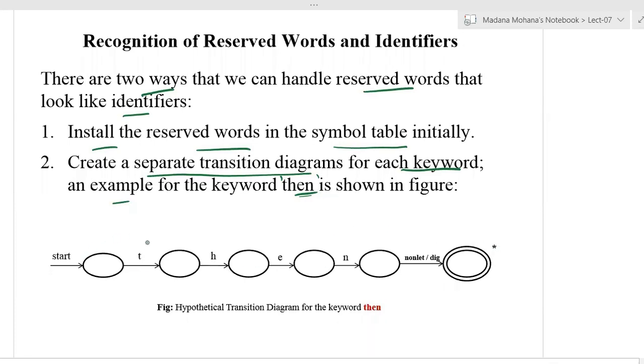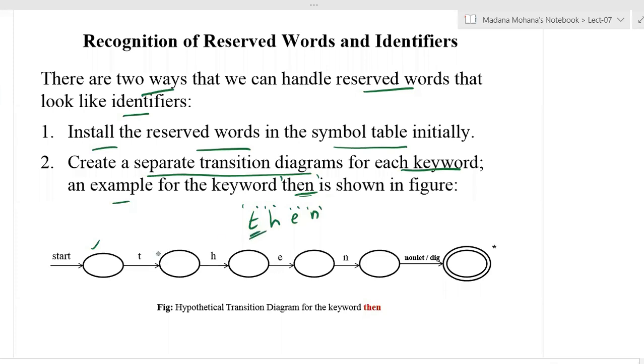Like relational operators, how we did. Now in the keyword "then", you can separate all the letters one by one in the order T, H, E, N. All these you can label under each edge as inputs. Now first you can start with one state, which we'll call the start state.